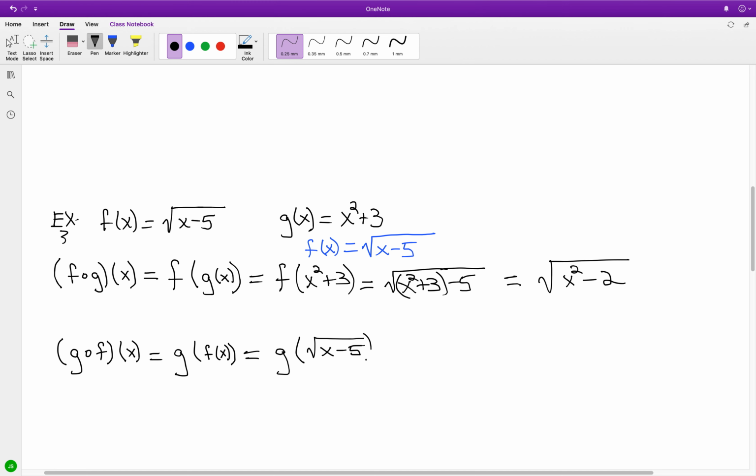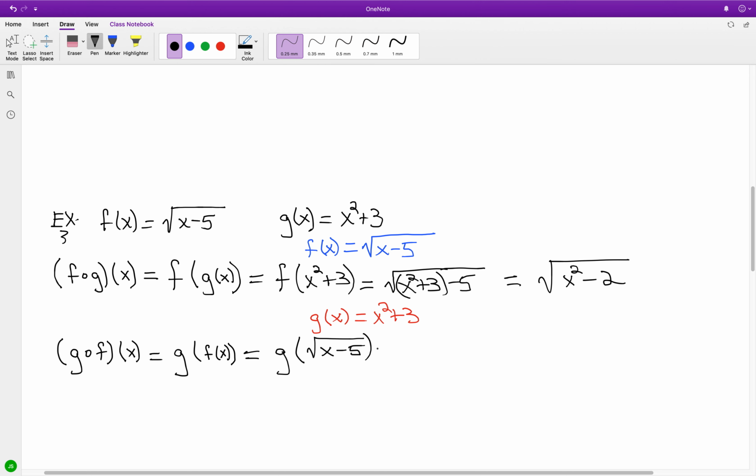And this is in reference to f of x being situated as the input function. And we're going to follow through in line with what we have for the output being g of x equal to x squared plus 3. So you have g of x is equal to x squared plus 3.